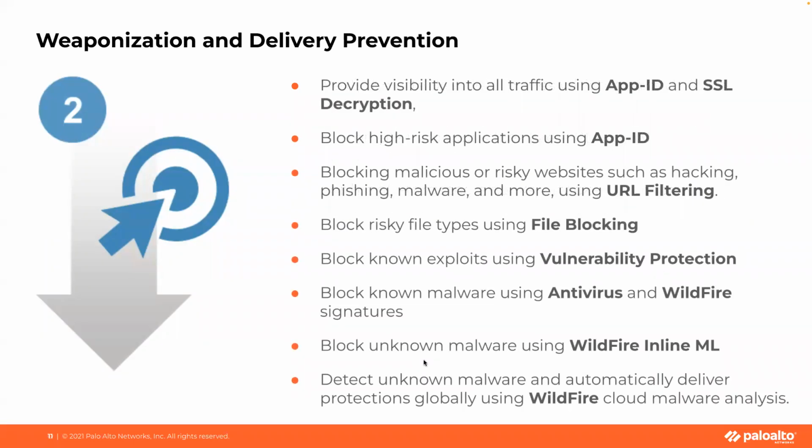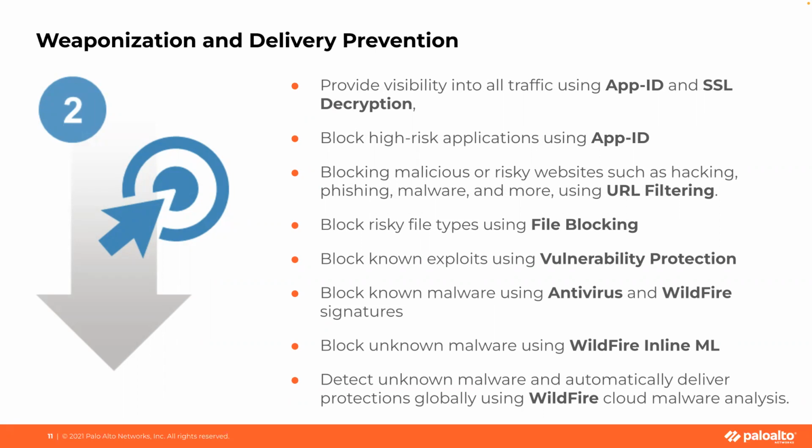So how do we prevent them from sending over these weaponized delivery methods? The first thing we want to do is provide visibility. This is the key. Using App-ID and SSL decryption, we can gain visibility into the traffic that's coming in and out of the network.